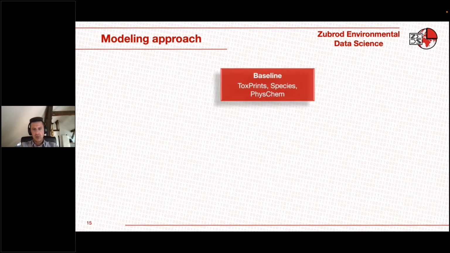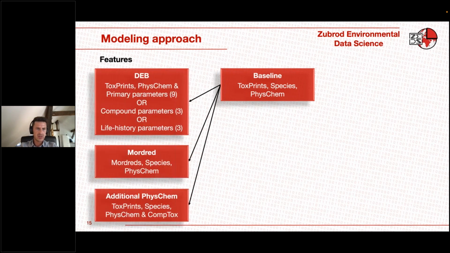And with that basic approach, we built a lot of different models. First of all, what we call the baseline model as a reference. This only included ToxPrints as chemical descriptors, the categorical species variable, and the two base physicochemical parameters, water solubility and log KOW. And then we did a lot of changes to the data set underlying that baseline model and also changed our modeling a bit.